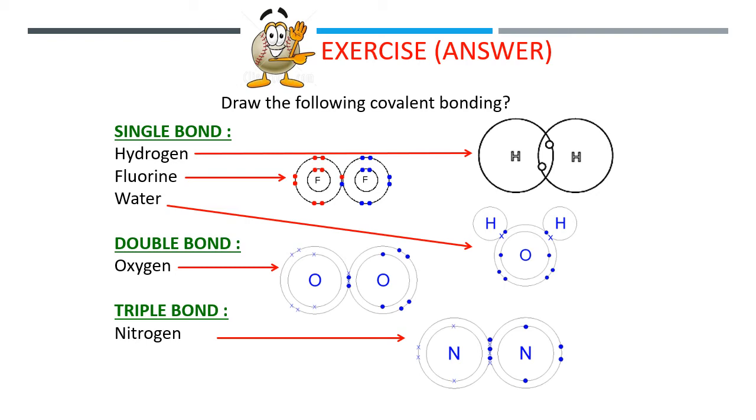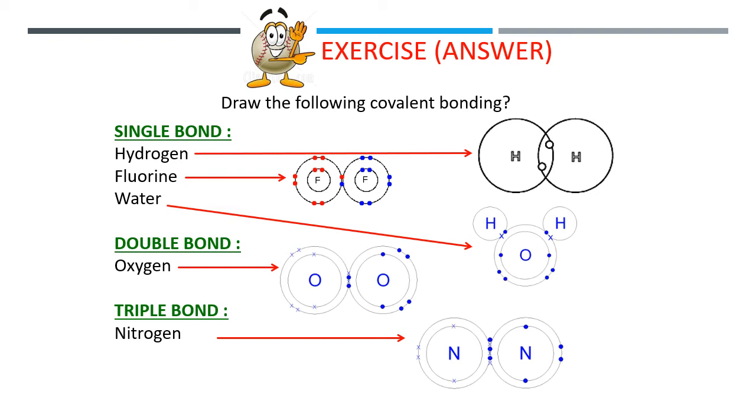Oxygen. So we have a double bond to complete the octet of 8. So 6 electrons on the outer layer of each oxygen, and they share 2 electrons each, so the shared 4 electrons make up 8 electrons in the second shell. And we have triple bonding, which shares 3 electrons from the nitrogen, shared by 3 electrons from the other nitrogen.